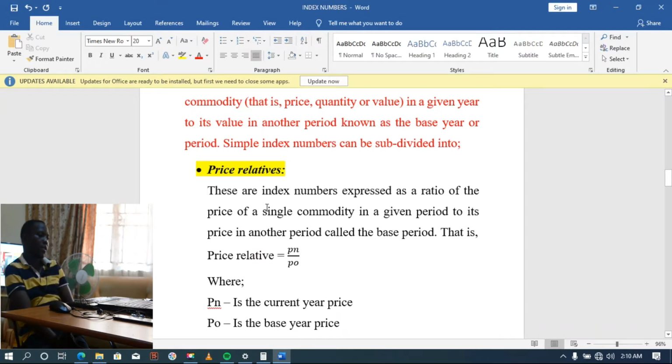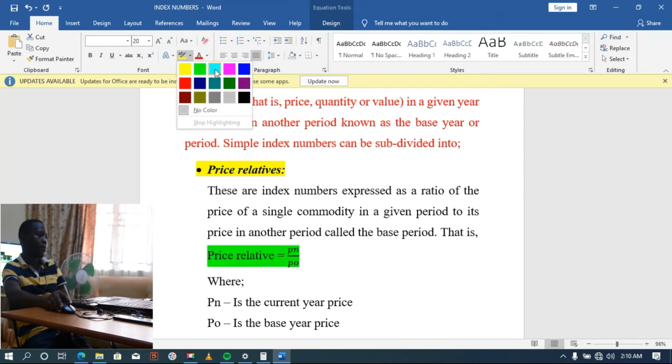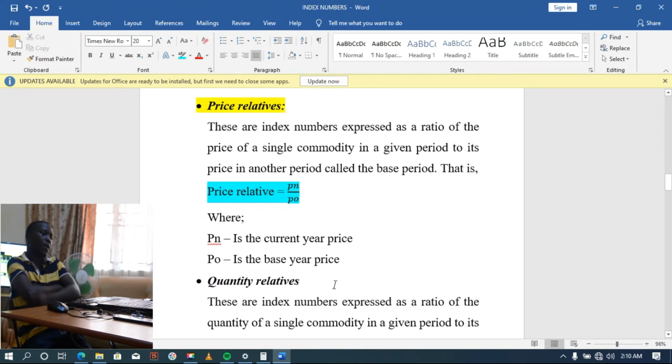Simple index numbers can be subdivided into price relatives. These are index numbers expressed as a ratio of the price of a single commodity in a given period to its price in another period. We obtain price relatives by dividing the price of a commodity in the current year by the price of that same commodity in the previous year, which we call the base period. A price relative is given by that formula: price relative equals Pn over Po, where Pn represents the current year price and Po represents the base year price. Let's say we have two years, 2015 and 2016. 2016 would be considered the current year and 2015 the base year. That is how we find the price relatives.